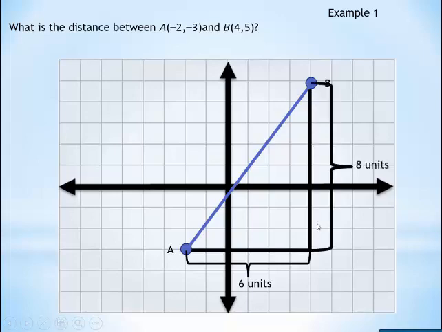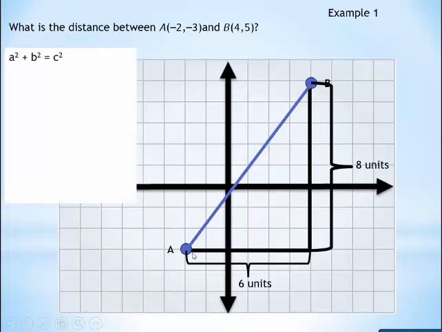Now using the Pythagorean theorem of 6 squared plus 8 squared equals c squared, I can find my missing side, which equals 10. Now, you should also know that this is a triple, so you should have realized that was a triple. So what I want you to do is copy this down.